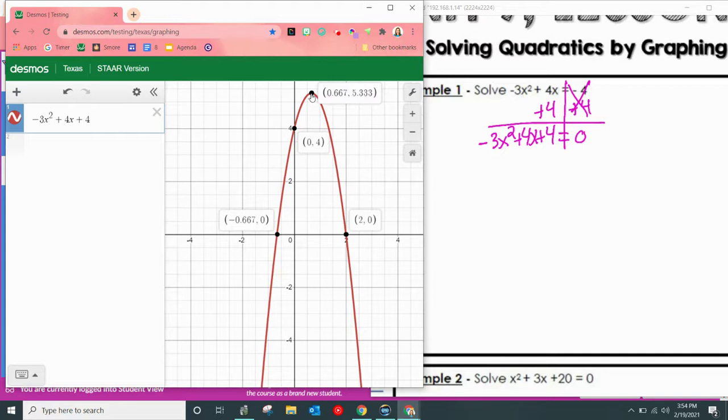So there's lots of points for me to click on these, much more than there are lines. But remember what I just told you. The x-intercepts are your solutions. Now, not the zeros. That's the y value. I want the x value of the x-intercept.